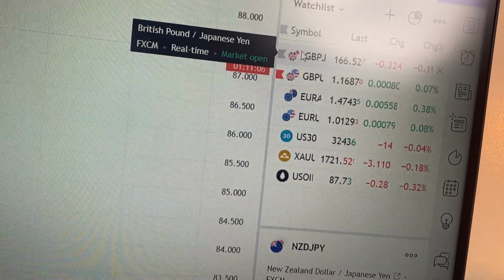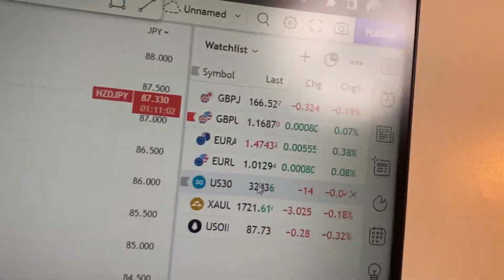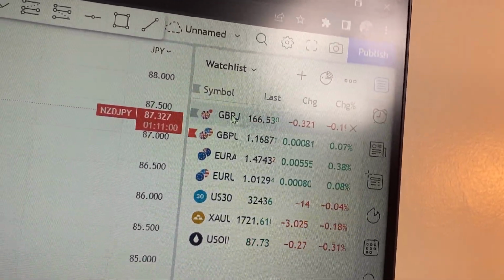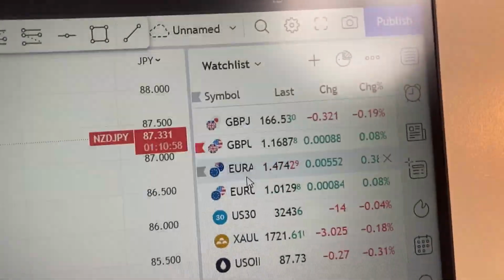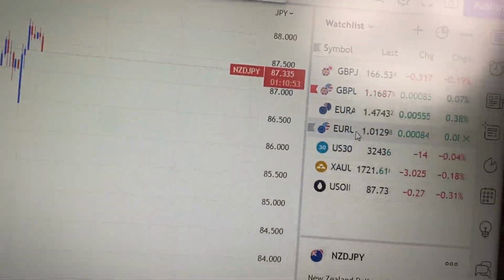So that's just a clear look at the watch list. Just have a few pairs on your watch list to avoid confusion, and the fewer the pairs, the easier it is to get those pairs covered, okay? Now let's get down to charts.